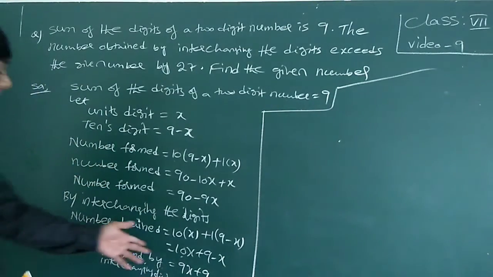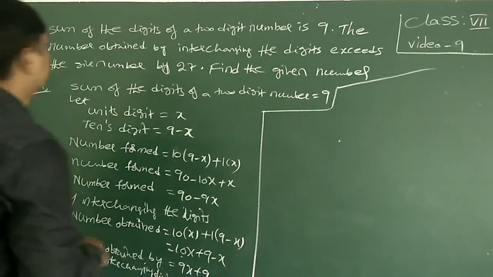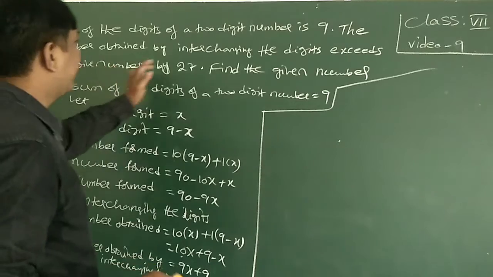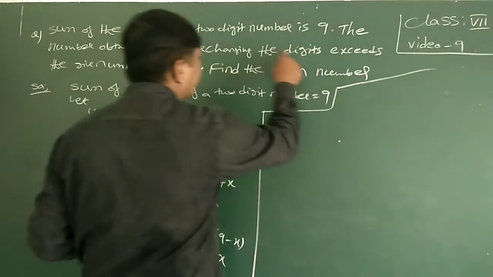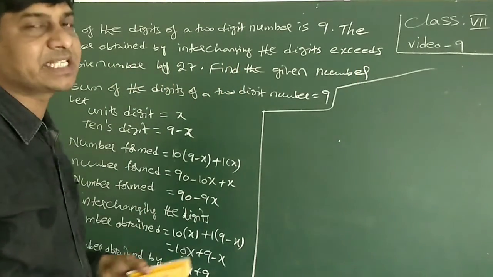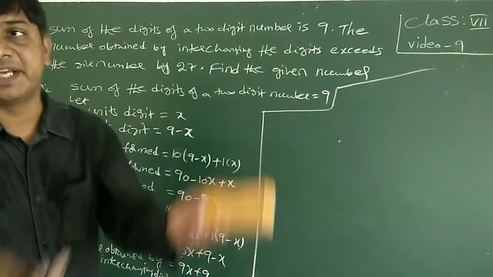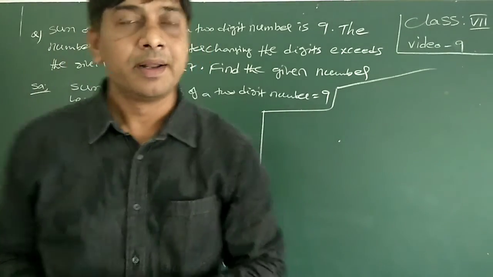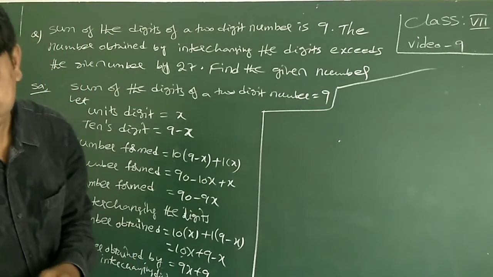Number obtained by interchanging the digits. Now, what is given here about interchanging digits? Here, the number obtained by interchanging the digits exceeds the given number by 27. The interchanged number exceeds, it will be more than the given number by 27.